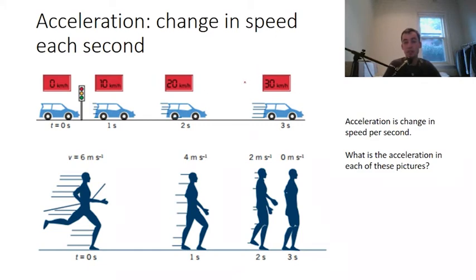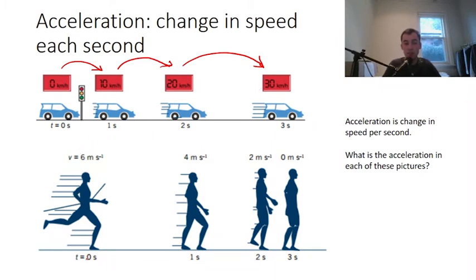What's the acceleration? Well, acceleration is change in speed each second. So every second, how much is it changing? How much is it changing between 1 second and 2 seconds, or 0 seconds and 1 second, or 2 seconds and 3 seconds? It's changing by 10 each time. It's getting 10 bigger, isn't it? So that's the acceleration. It's 10.